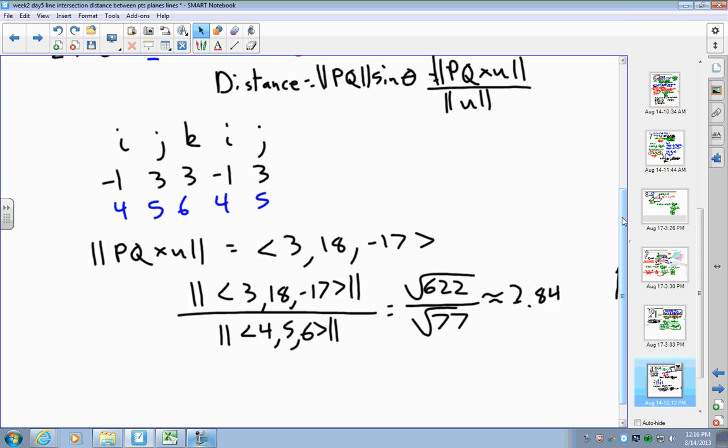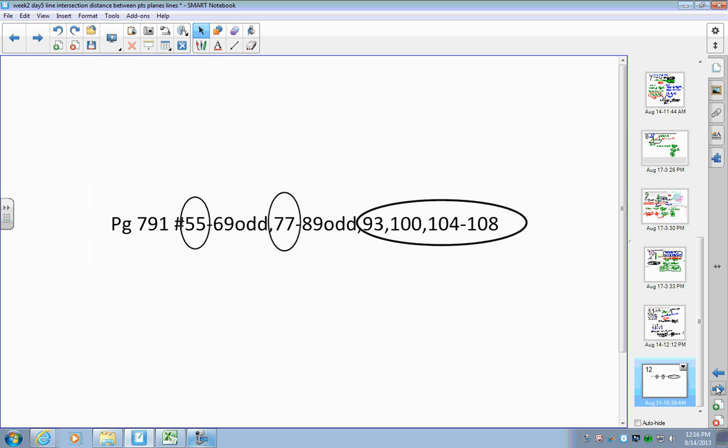So, point to plane involves a dot product. Point to line involves a cross product. Here's your homework assignment. 55 is important, 77 is important, and the last set is important: the 93, the 100, and the 104 through 108. Everything else is great practice for you guys.